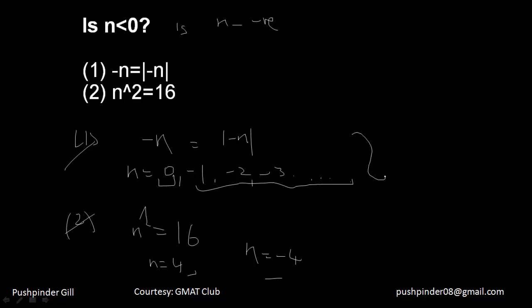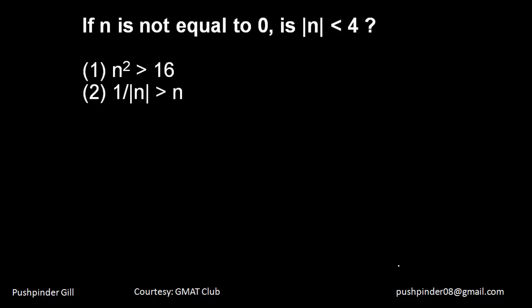Now if I combine both, I can eliminate n equal to 4. That means the only answer that I'm left with is n equal to negative 4. That means I'm sure that n is less than 0. You can put negative 4 here: negative of negative 4 is equal to modulus of negative 4, that is 4 equal to 4. That means definitely I'm sure that my answer is yes. Now that was an easy question and I just put it so that you get relaxed. I suppose you've understood this question. I'm going to move forward to the next question, right?